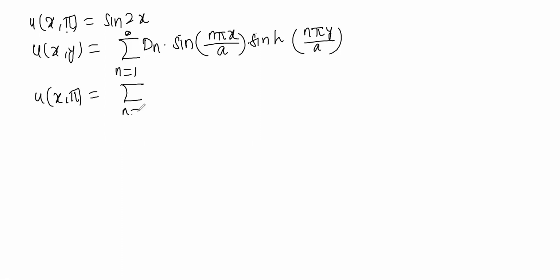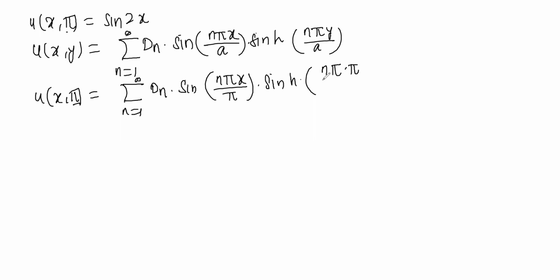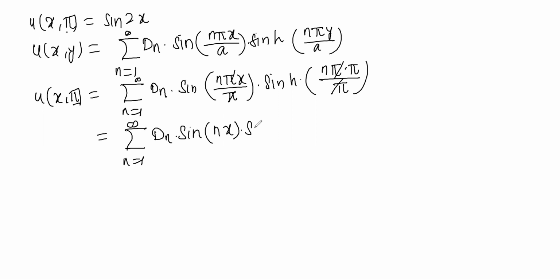getting basically the sum n equal to 1 to infinity of dn, and then sine n pi x upon a, which is also pi, and then sine hyperbolic n pi. Now I need y, but in place of y I have pi, so it will be pi upon a, which is also pi. So this pi gets cancelled, and I'll be left with the sum n equal to 1 to infinity of dn sine nx into sine hyperbolic n pi.